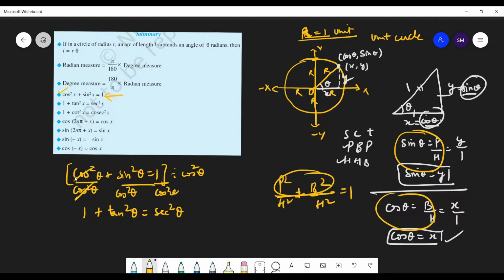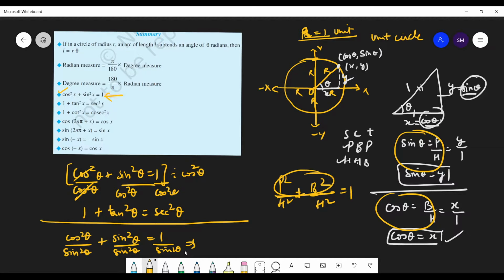Now another thing you can do is, instead of dividing with cos, you can divide both sides by sine square theta. Now what will you get this time? Cos square theta plus 1 equals cosec square theta. Very good. So that's how you get these three formulas. So just keep them a little bit in mind, right?